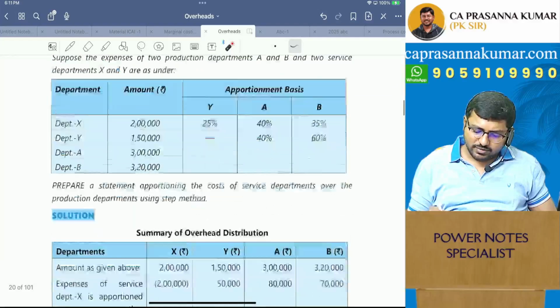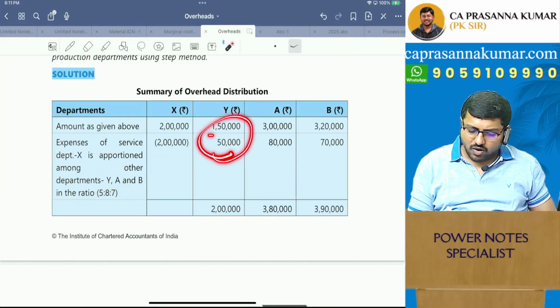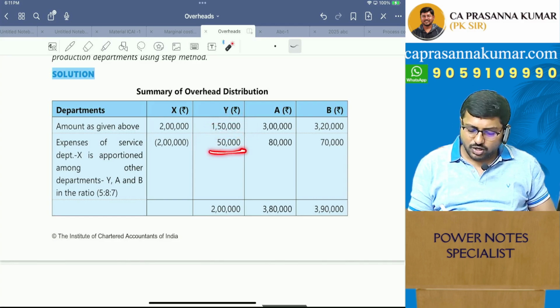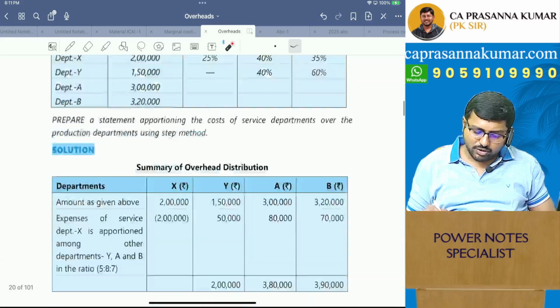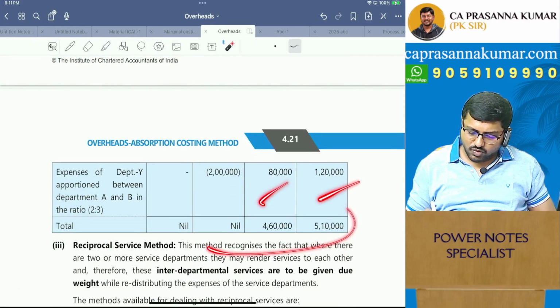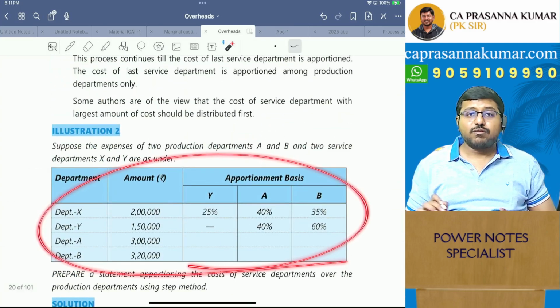Okay, between A and B. Now how much will be the Y? After X distribution has happened, total the Y. Already 1,50,000 is there after primary distribution. Now X has given some 50,000 to Y. Total is 2 lakhs. This 2 lakhs will be apportioned in the ratio of what? 40% and 60% between A and B. Done. What is important when it comes to step ladder method is the order of apportionment.